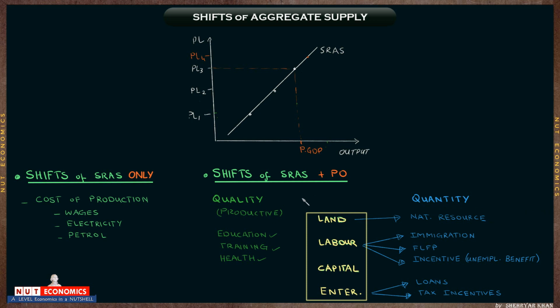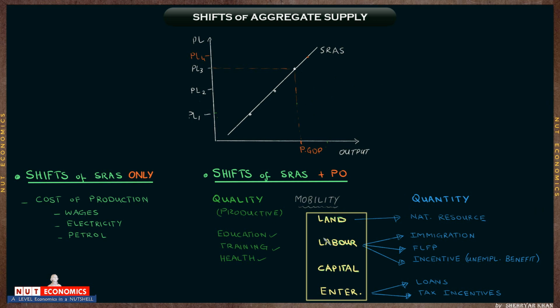Now it's not just the quantity and quality of these resources. Do remember that even if something as simple as, I shouldn't say simple, this is something very important, if the mobility of your resources improves, even then your potential GDP, your PPC, productive capacity, and your short-run aggregate supply curve will all shift to the right.